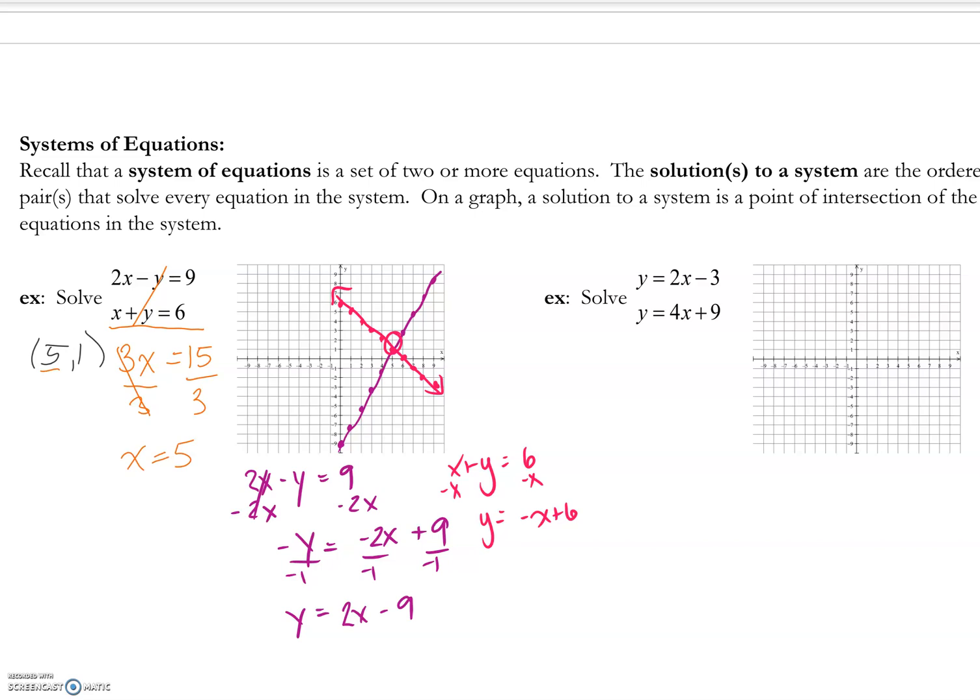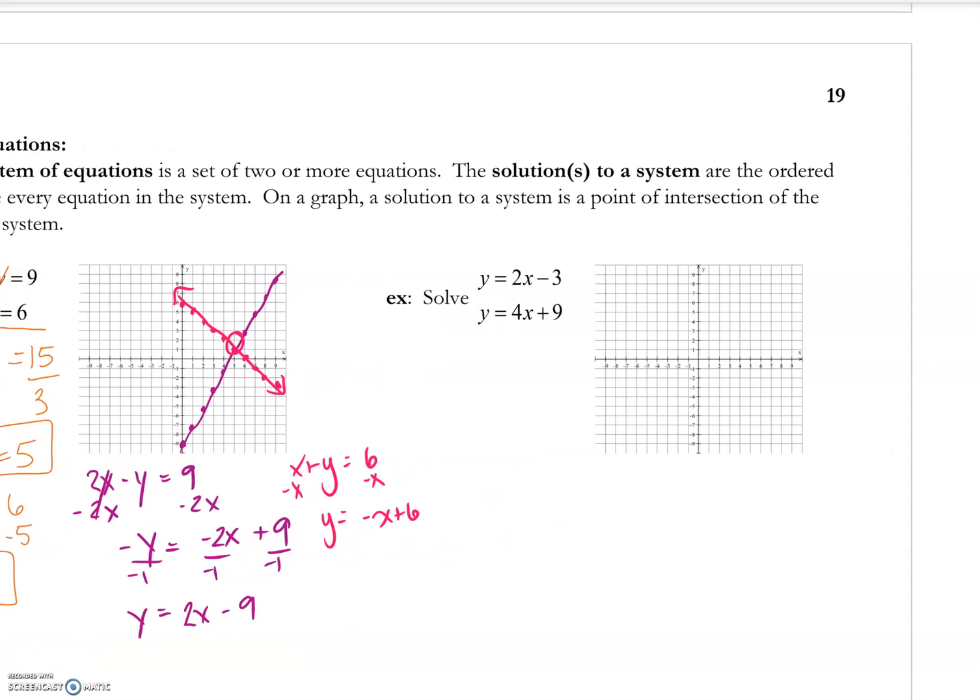To get the y value for this, I just have to plug this x value into either of my original equations. I'm going to pick the second equation because there's less stuff happening here. x plus y equals 6. Well, I know my x is 5, so 5 plus y equals 6. Subtract 5. That means that y equals 1 again, which is what we got. So if I were you, I recommend solving it algebraically. That took way less time than actually solving for y and graphing.